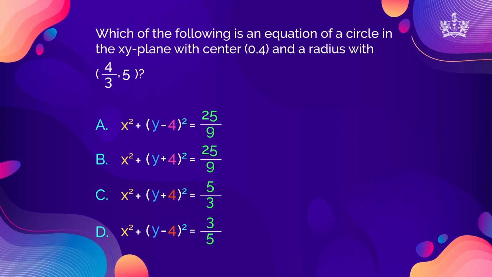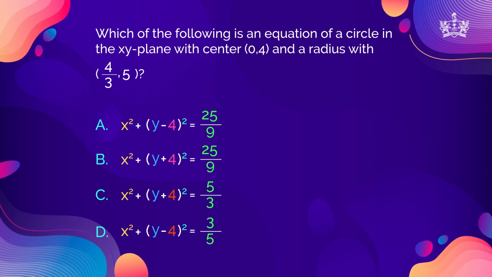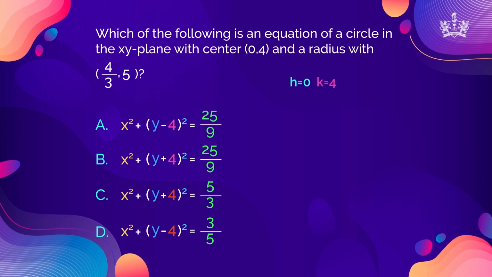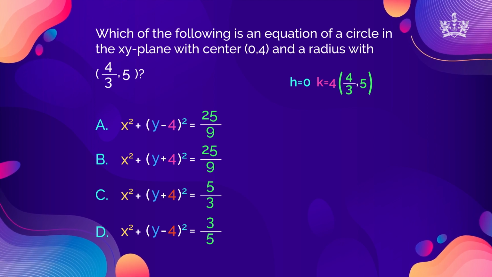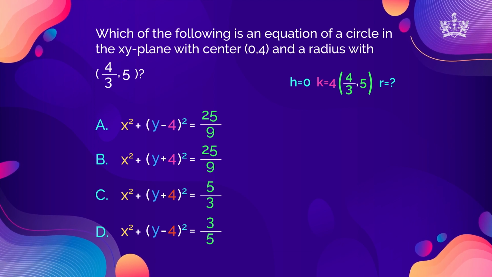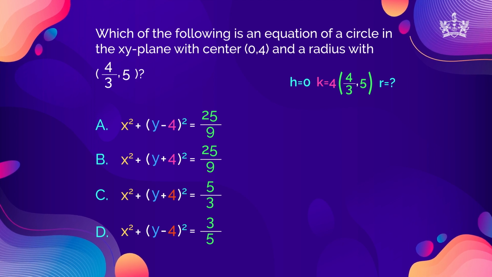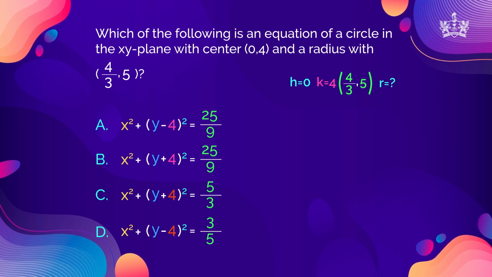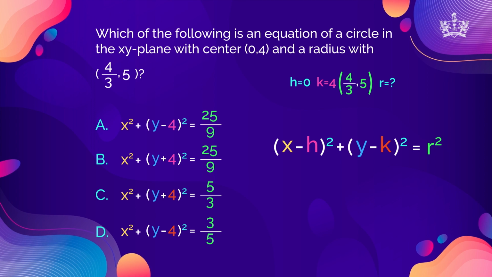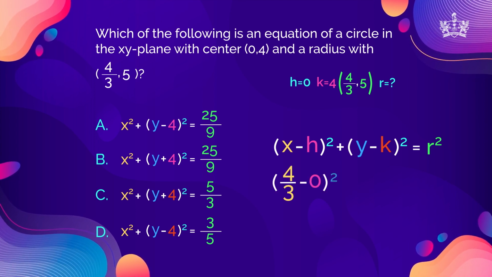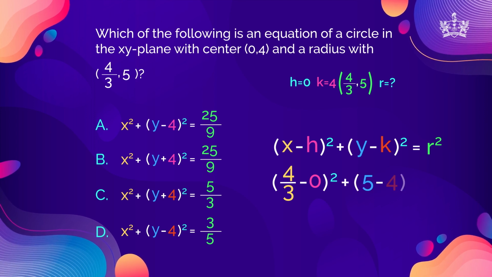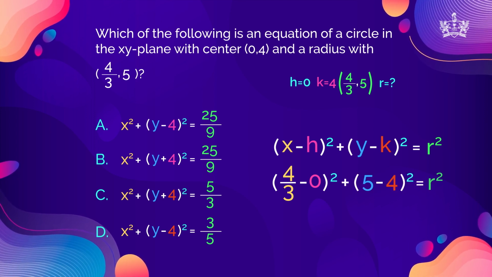First, we need to identify the variables as much as possible. Our (h, k) is (0, 4), and our (x, y) is (4/3, 5). We don't have the r this time, and we also don't have a sketch of the circle. We probably don't even need one, and we can solve this just by looking at it. So, by plugging in the variables into the circle formula, we get (4/3 − 0)² + (5 − 4)² = r².